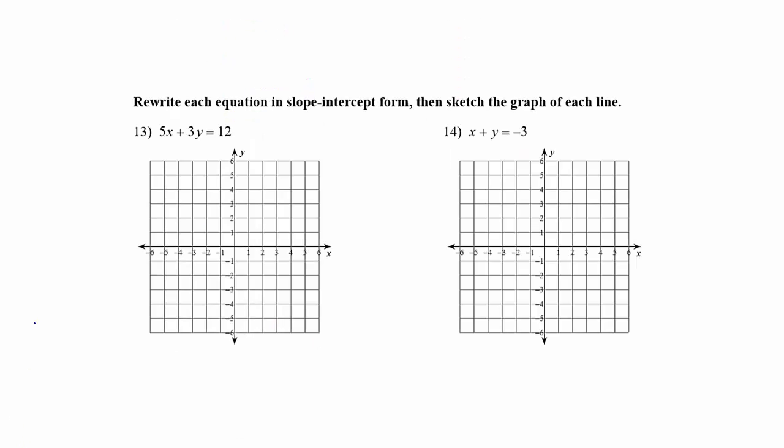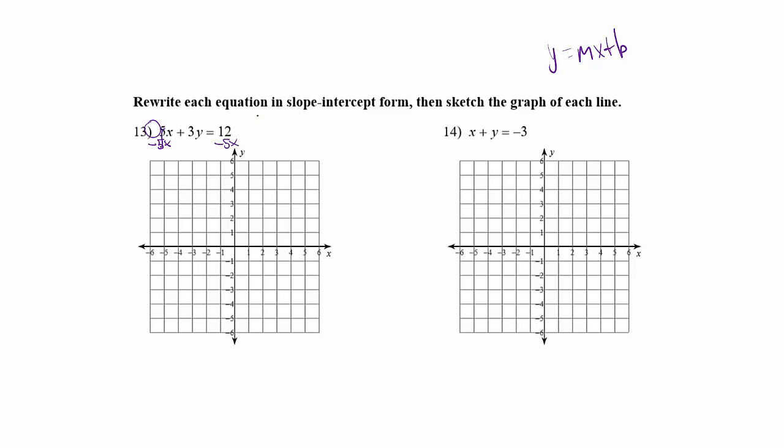On 13 and 14, we're going to write each equation in slope-intercept form and then sketch the graph of the line. So if slope-intercept form is y equals mx plus b, then what that means is that we want to solve for y. So when we solve for y, we always start by moving x, either by adding it over to the other side or subtracting it. And that's based on whether it's positive or negative. A positive 5x means we're going to subtract 5x from both sides.